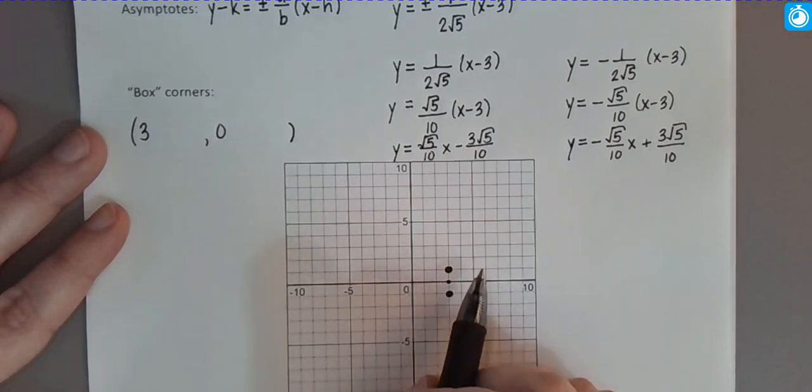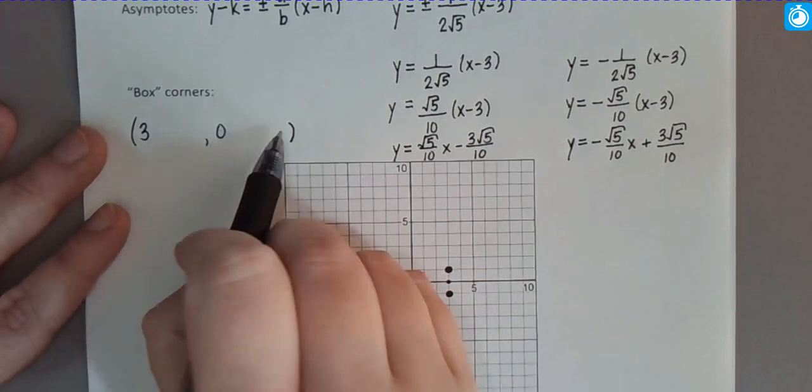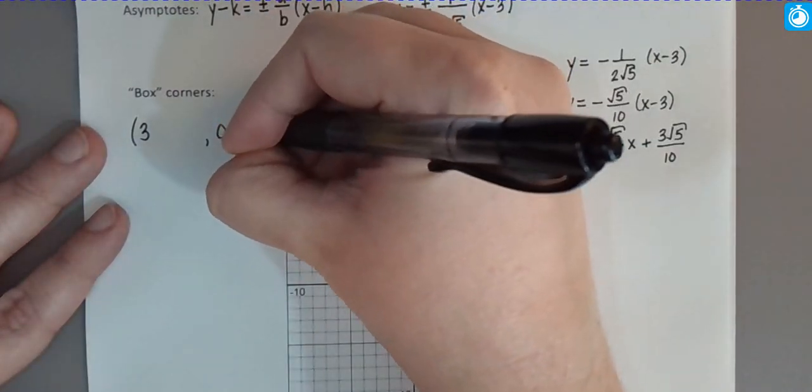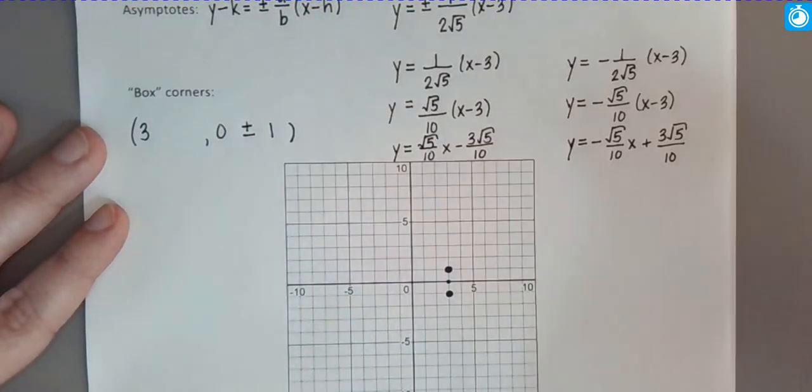Okay, so each corner of the box is either going to be up at +1 or down at -1. So the y coordinates for the box are going to be at +1 or at -1. That means to get all the possible y coordinates for our corners, we're going to have to add and subtract 1, which was our value for A.